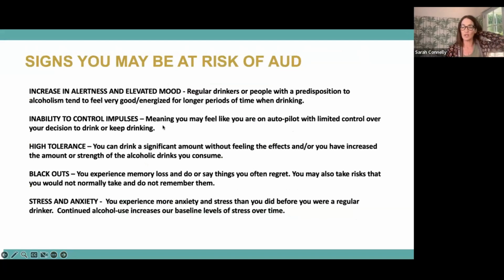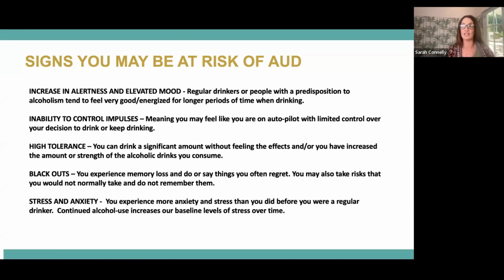Here are some signs that you may be at risk of alcohol use disorder: increase in alertness and elevated mood when you drink. Specifically, people with a predisposition to alcoholism tend to feel very good and energized for long periods of time when they're drinking. Inability to control impulses, meaning you can often feel like you're on autopilot with limited control over your decision to drink or keep drinking. High tolerance: you can drink more and more without feeling the effects, and you have to increase the amount or the strength of the drinks that you're consuming.